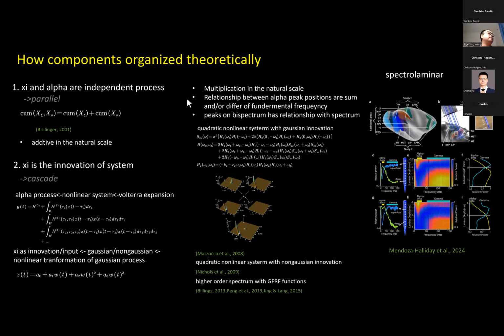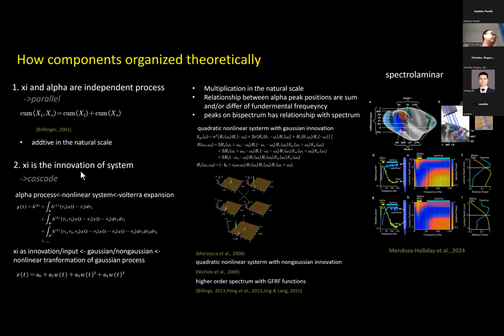Okay, then is how we build the model. First, we need to know how these components are organized theoretically. If the components are two independent processes, then we can directly add them, since for independent processes each order of the cumulants adds up, and the Fourier transform is a linear operation. So the cumulant spectrum also adds up.